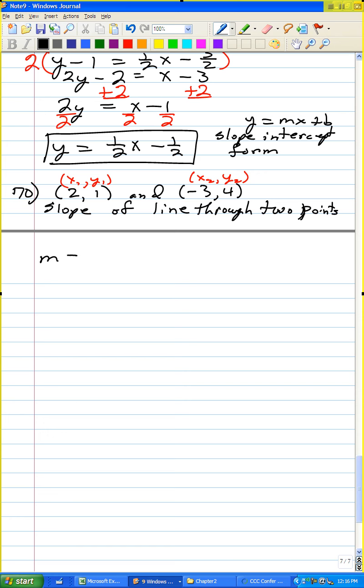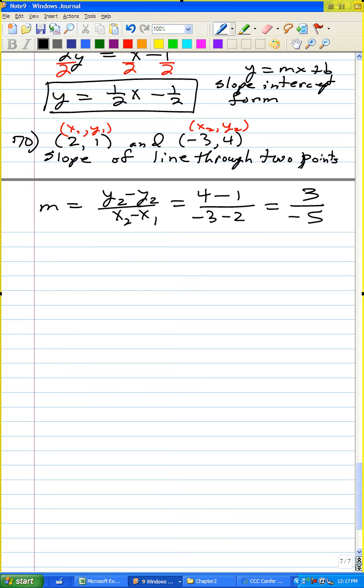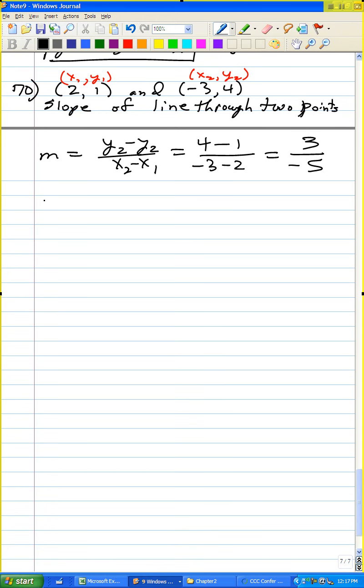And so m equals y2 minus y1 over x2 minus x1. Okay, and so 4 minus 1 over -3 minus 2 is equal to 3 over -5. So my slope is equal to -3/5.